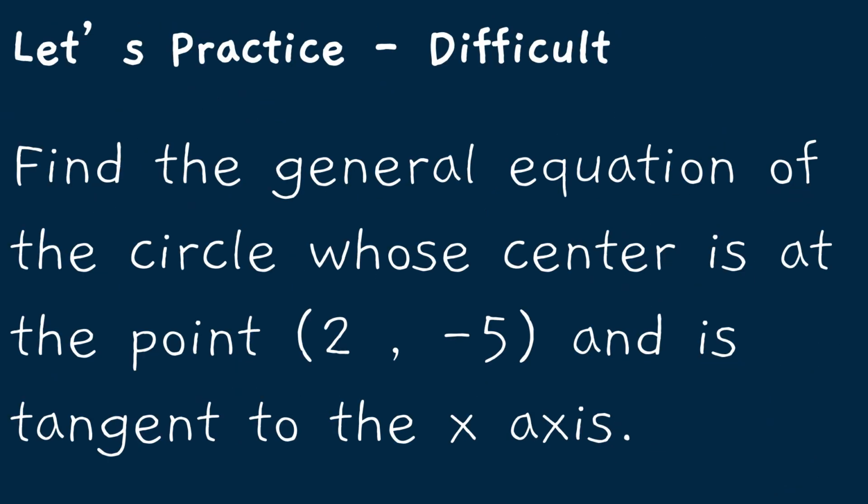For number 6, let us now find the general equation of the circle whose center is at point 2, comma negative 5 and is tangent to the y-axis. Okay, so first you distinguish what are the properties given. The first one is the center, which is already given. It is 2, comma negative 5.